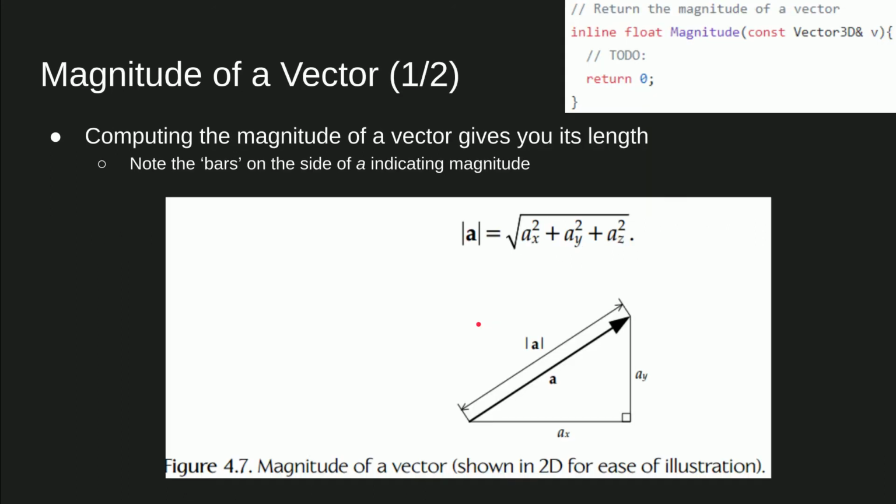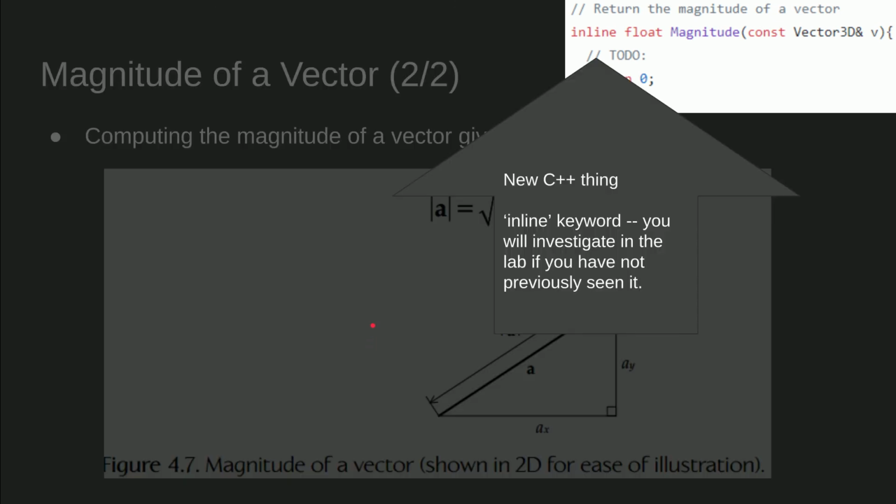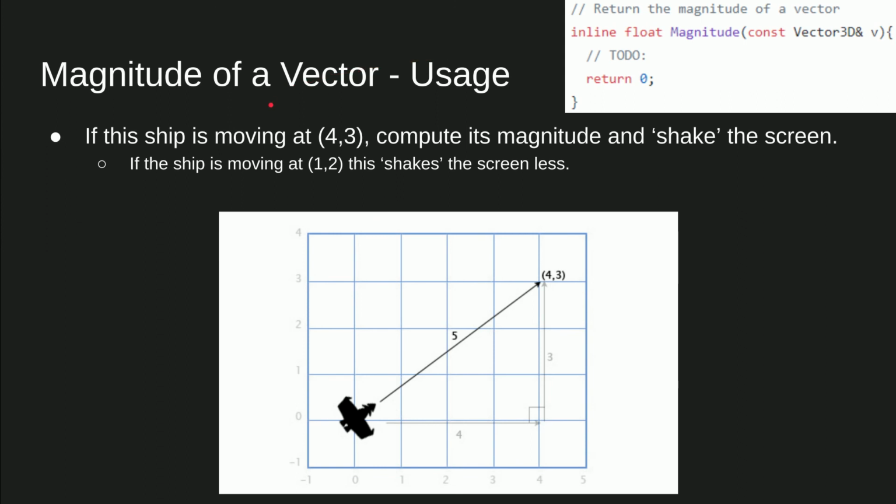Okay. Sometimes we want to know the magnitude, or the length, of a vector. So how do we do that? We take the square root of the sum of the squares of each of the components, and we get the magnitude of the vector. That's the length here. And again, a new C++ thing for computing the magnitude: you'll see the inline function, which I talked about a little bit in part 1 of the lab.